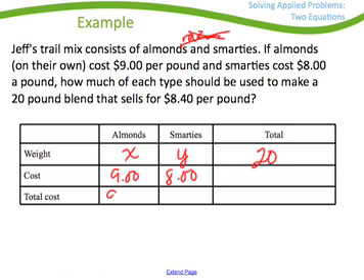Well, this one would be, the total cost would be 9.00x. This one would be 8.00y for the total cost, but I don't know how much of this or this I have. But then they say 8.40 per pound. That doesn't seem like it should go in this line. I'd probably think that that 8.40 would be somewhere up here. I'm just thinking about that.